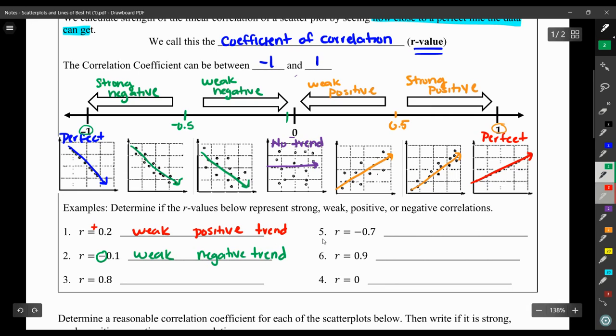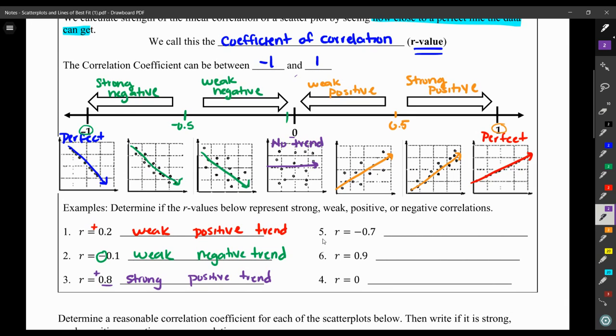0.8. So again, the number is positive, so it's going to be a positive trend. And 0.8 is fairly close to a 1. It's very close to that perfect line. So this is actually a strong positive trend. Pause the video, try 5, 6, and 4.